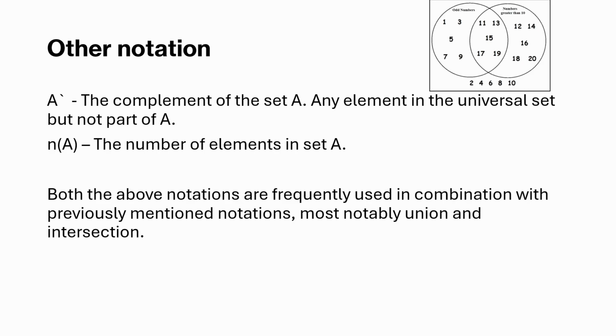A lot of times, you'll get questions that combine these notations with previous ones. For example, find the number of elements in the union of A and B. So you'd have the five elements in A but not in B: 1, 3, 5, 7, and 9. You'd have the 5 in the middle that are part of both, the intersection: 11, 13, 15, 17, and 19. And you'd have the 5 that are part of B but not part of A: 12, 14, 16, 18, and 20. That's 5 plus 5 plus 5, which gives you 15 elements that are part of the union.